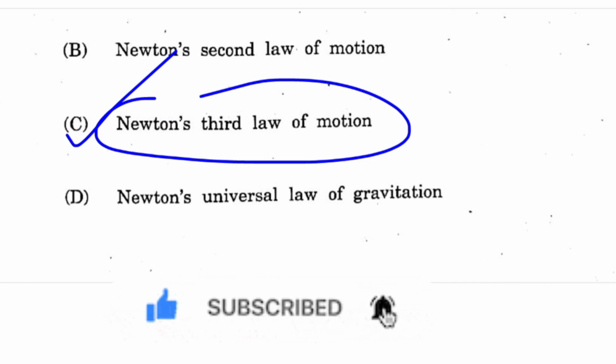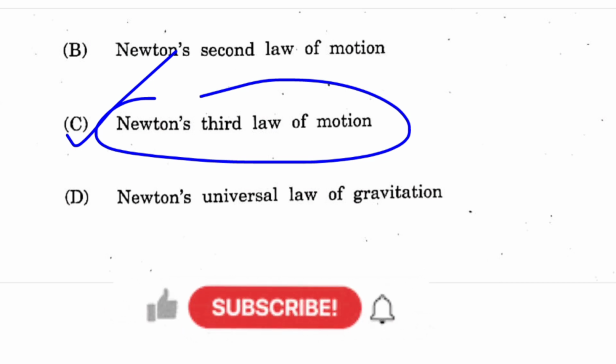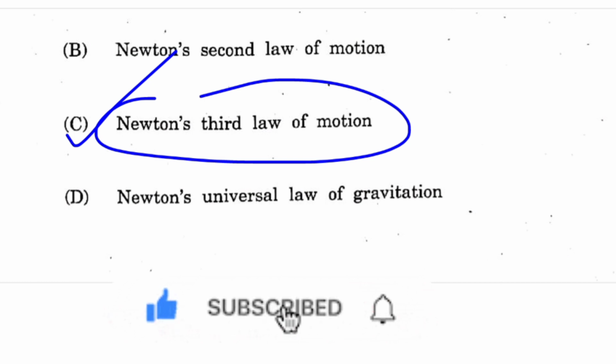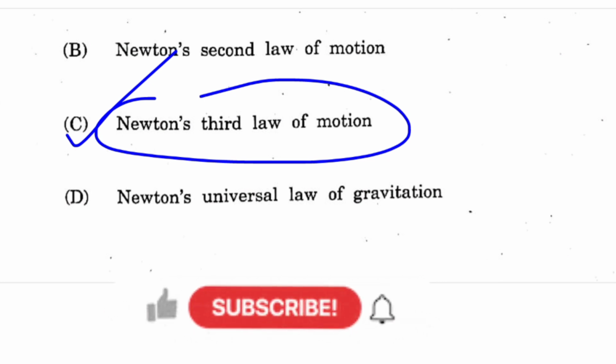Whenever we launch satellite vehicles, we have to overcome, means we have to give the same amount of force, or the same amount of velocity, which is equal to the force that holds that particular satellite with the gravitational force. So we have to apply that logic here. So Newton's third law of motion is the correct answer to this question.